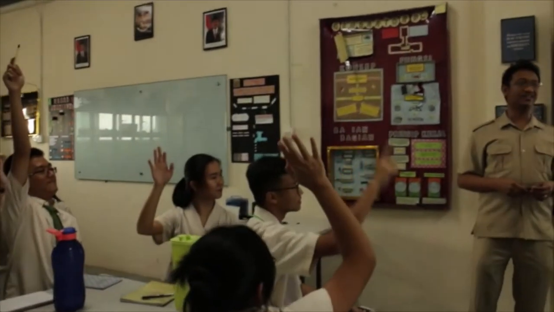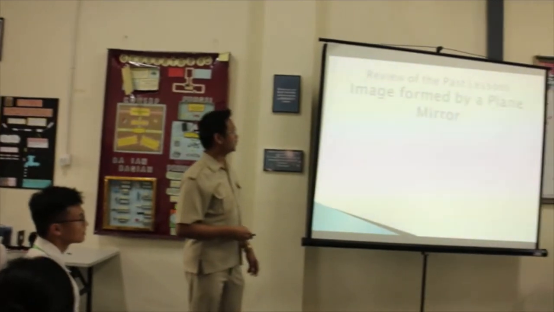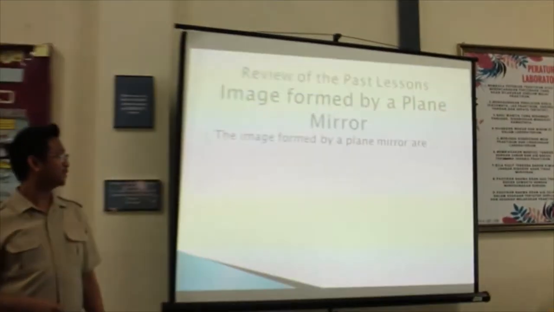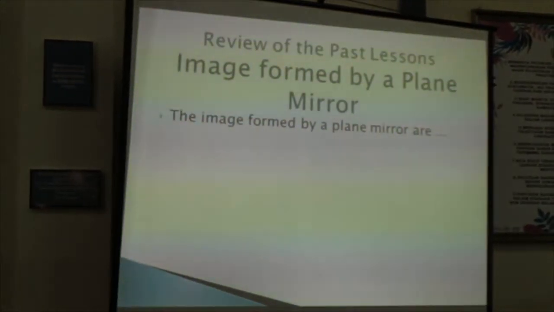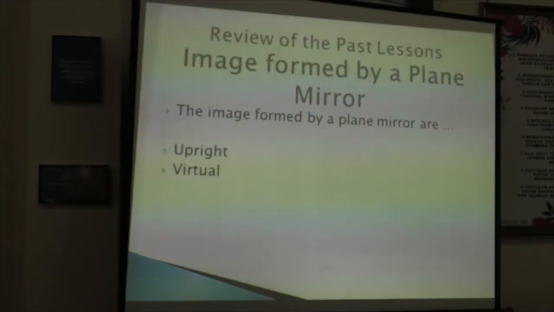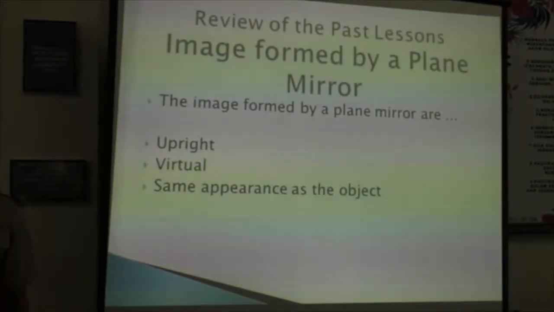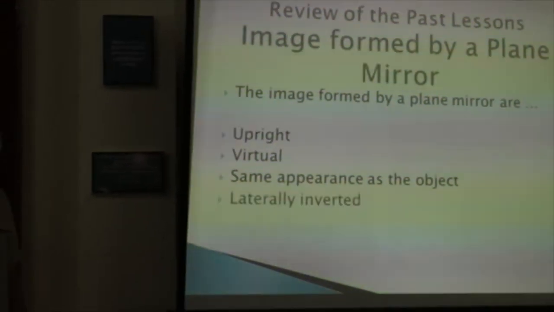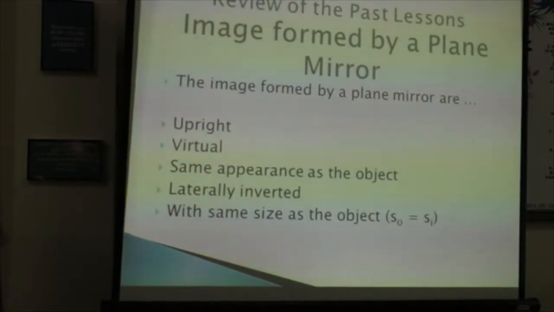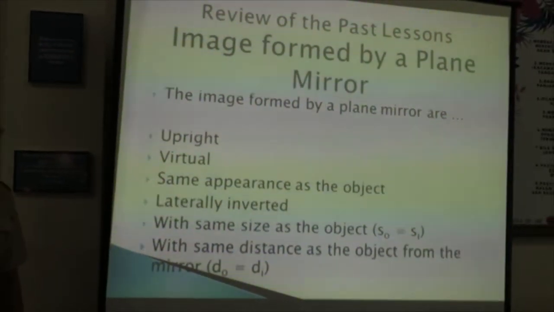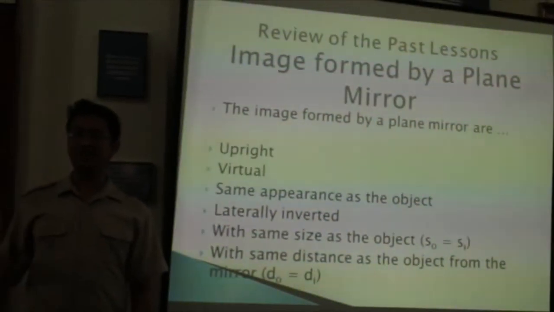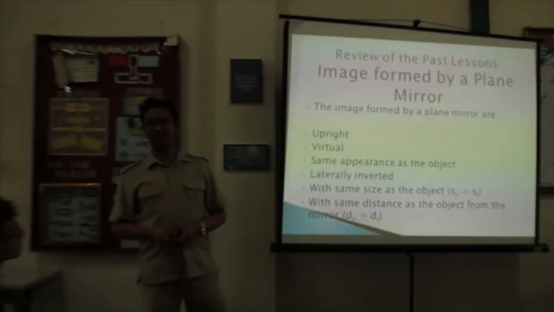Very good, guys. So, we have the following characteristics. Everybody please read. The image formed by a plane mirror is: first, upright; second, virtual; third, same appearance as the object; next, laterally inverted; next, with the same size as the object; and with the same distance as the object. Let's give the results 5 claps, begin.